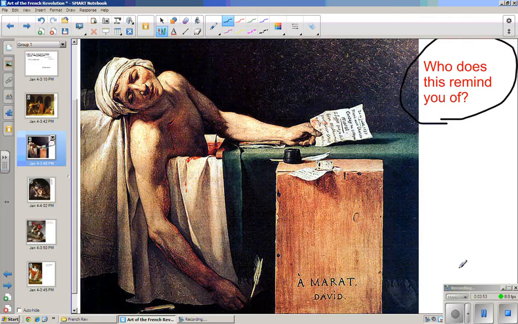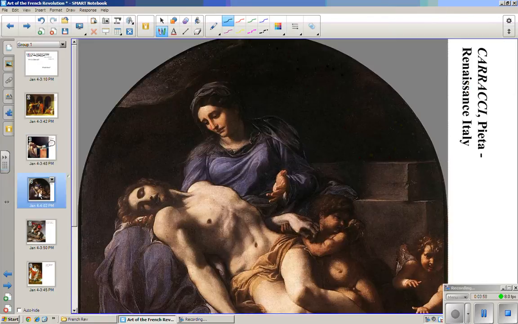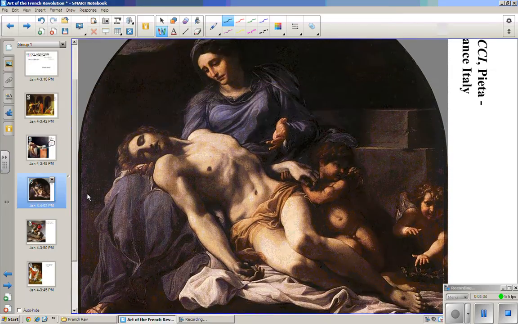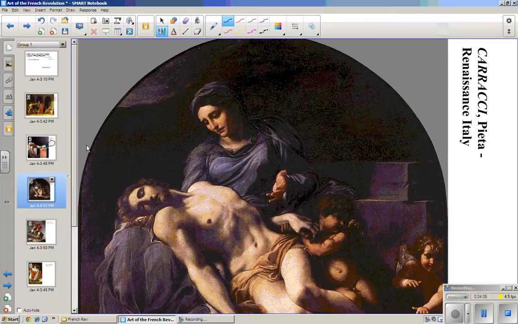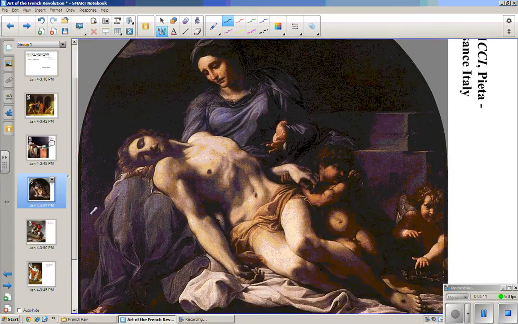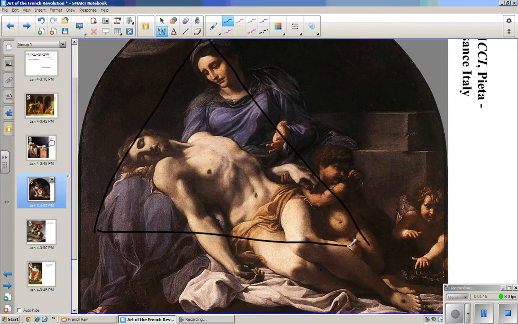Okay, have you got it? Look at the arm. This is the classical Pietà. Okay. This is the dead Christ in his mother's arms. Notice in this one here, we've got our triangle going on there. Three points, because of course, three points evokes the Father, the Son, the Holy Ghost. Okay. But let's take a look again at Marat.